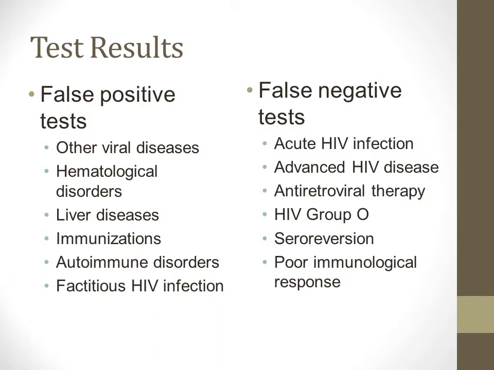The other reason why you may have a false negative test result is a poor immunologic response, where patients, because they have low white blood count like agammaglobulinemia, will show a poor antibody response to HIV, and so this may not be detected by the antibody test.